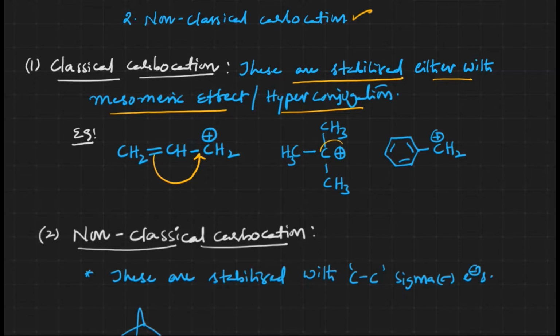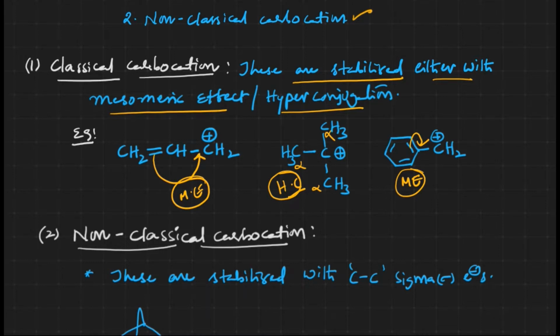Here also, this is the carbocation. What do we have? We have alpha carbons over there, and also we have alpha hydrogens. Here we can see the hyperconjugation. Because of hyperconjugation, the stability of the carbocation increases. Because of the mesomeric effect, the stability of the carbocation increases. Here also delocalization takes place because of the mesomeric effect. These carbocations are stabilized by the mesomeric effect or hyperconjugation. These kinds of carbocations are known as classical carbocations.